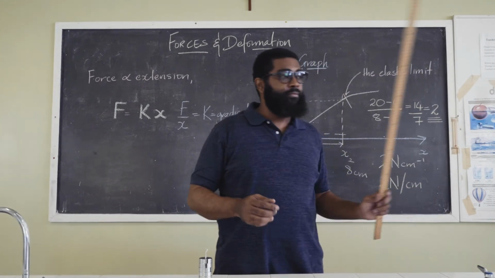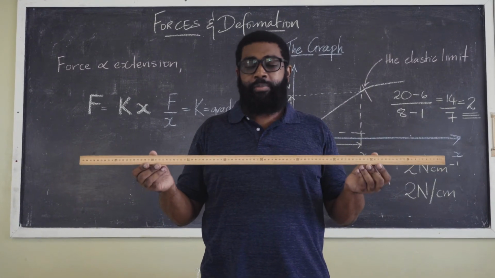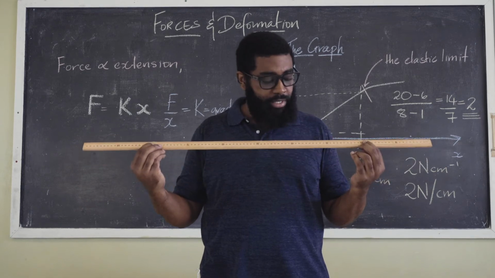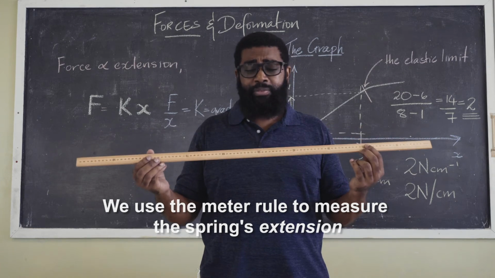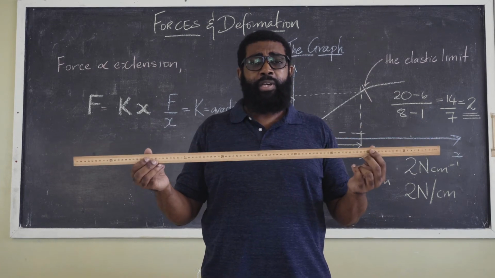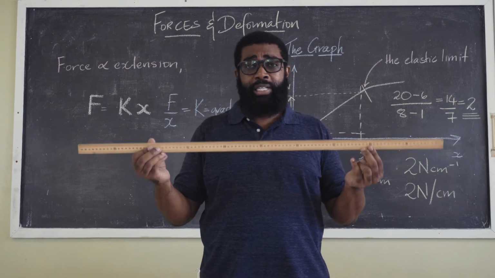Next, we have a meter ruler. Now, this is the ruler that has to be used to determine by how much the spring has stretched. This is used to measure the spring's extension. Now, this can be done a few ways. You can actually measure the length of the spring as it changes and record the length each time.